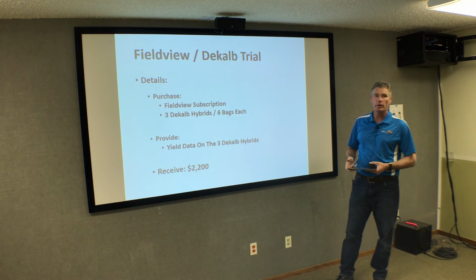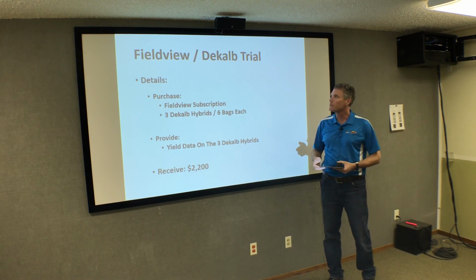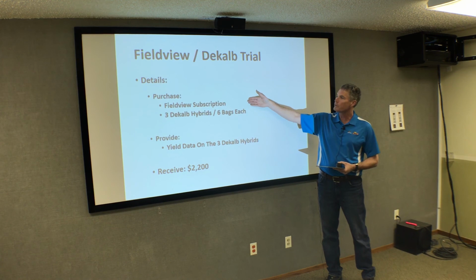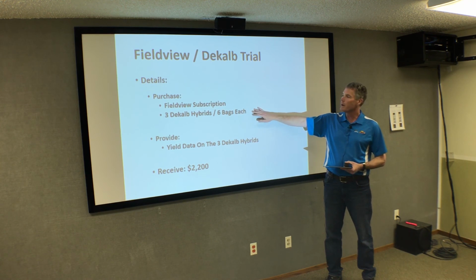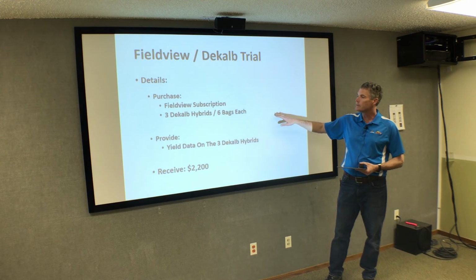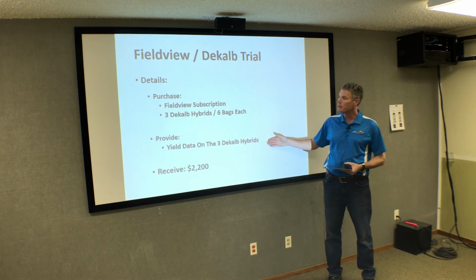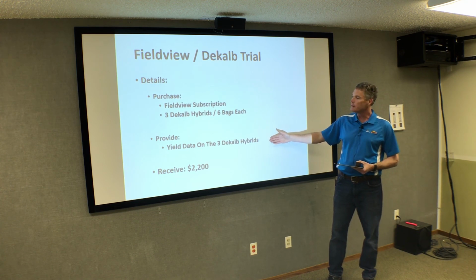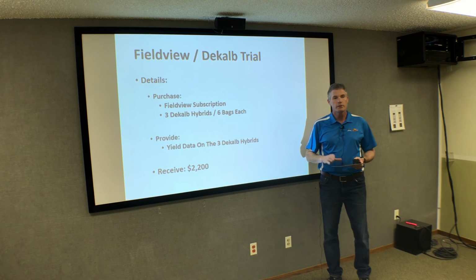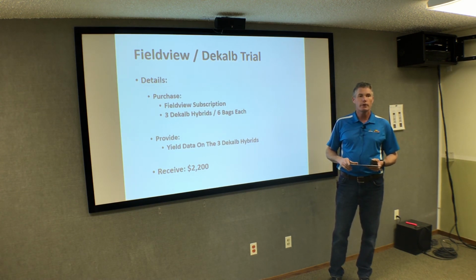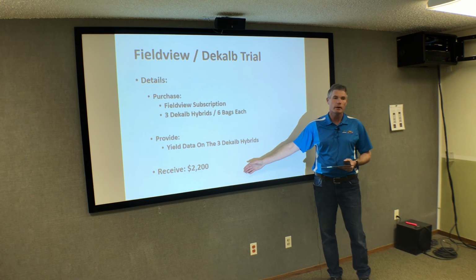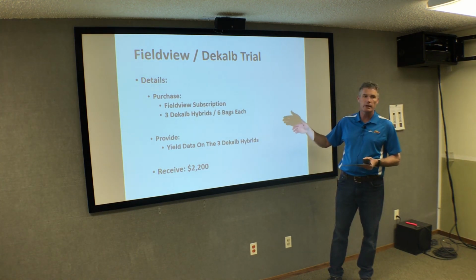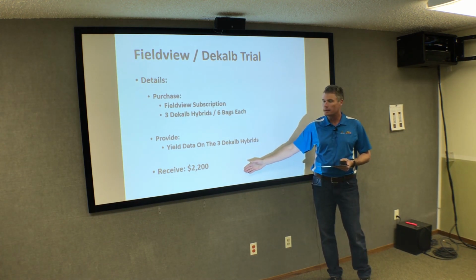The good thing is Dekalb has a trial use program that we've coupled with Fieldview, and it basically offsets in entirety all of the costs associated with Fieldview. The way the program works is that you would purchase Fieldview. You'd also purchase 3 Dekalb hybrids, 6 bags each. So you buy 3 different Dekalb hybrids, 6 bags each, total of just 18 bags. Use Fieldview for planting, then come back, use Fieldview for harvesting, and then you provide the yield data through Fieldview. And all you need to do is share the field, that one particular field, with your CHS person or myself. And once you've shared that information just on that one field, you're going to receive $2,200 back. So total all-in cost anywhere from $1,300 to $1,700, but you're going to receive $2,200 back.